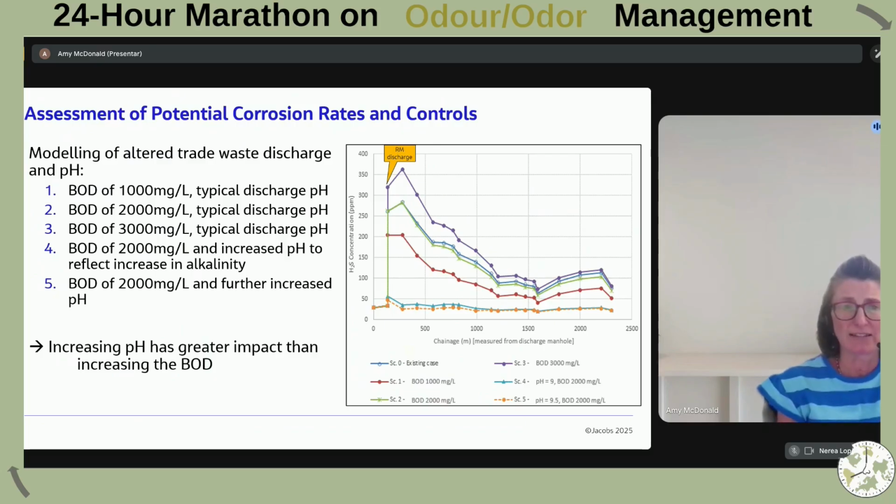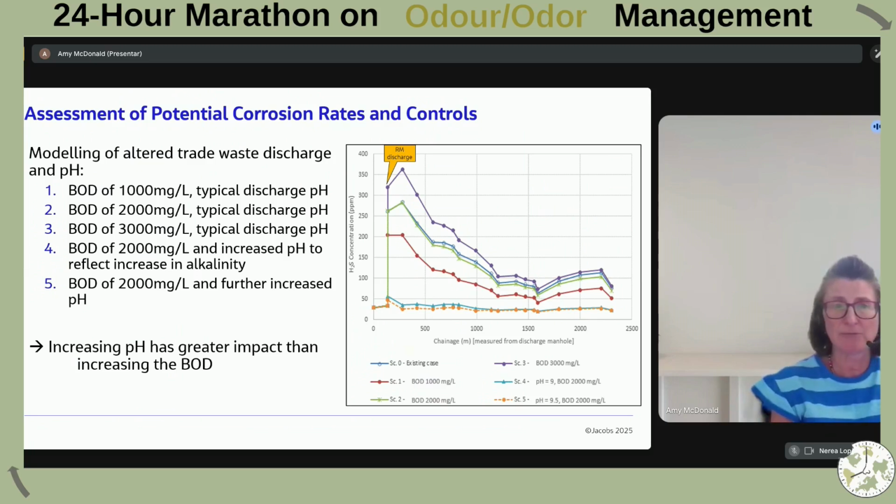So we looked at 3 different levels of BOD, 1,000 milligrams per litre, which is what their current licence requirement was, and then we upped this to 2,000 and 3,000. And as you would expect, the H2S and corrosion levels increased as the BOD increased.